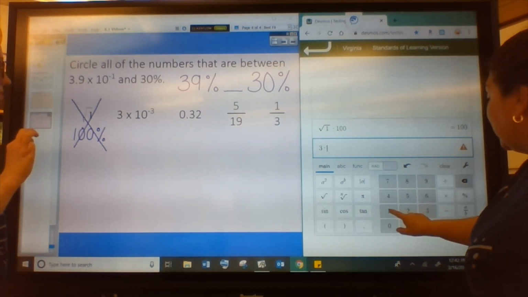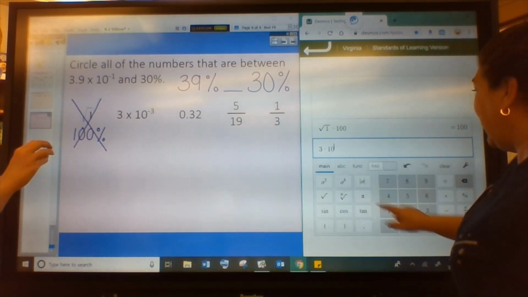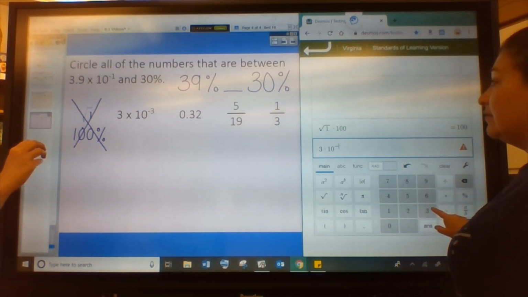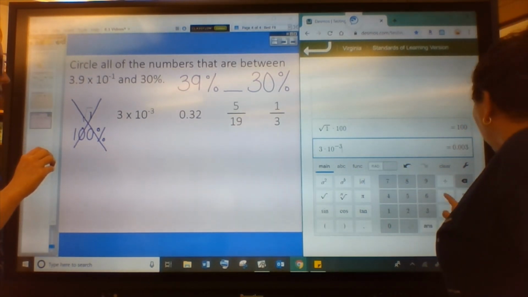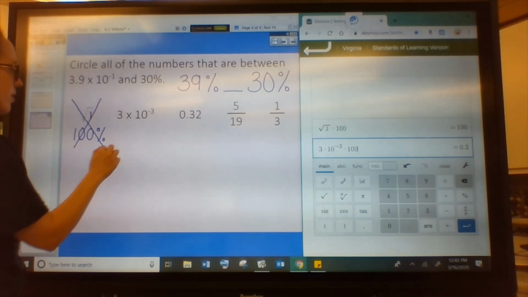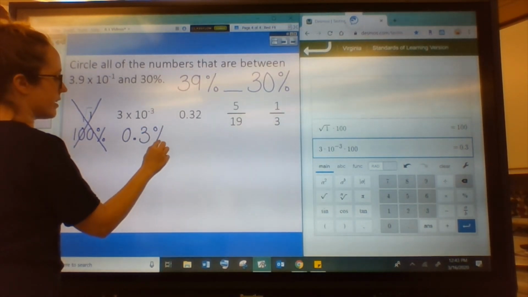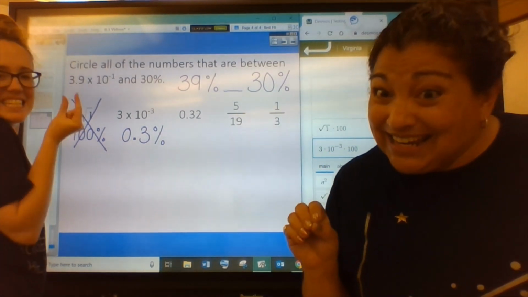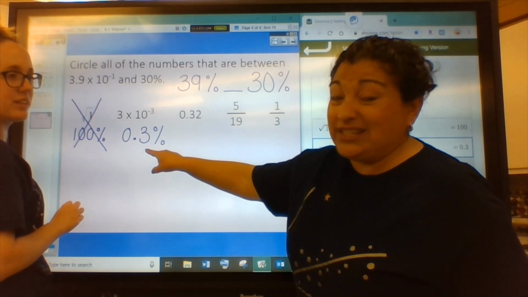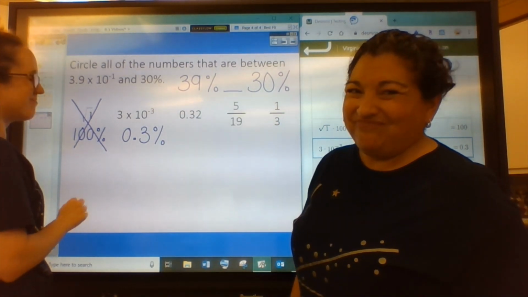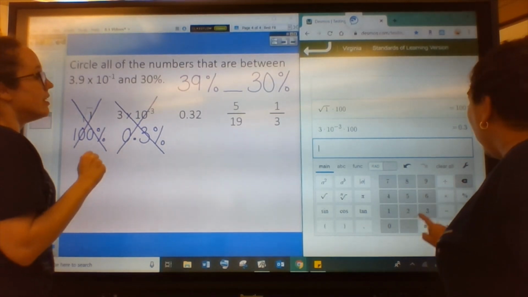3 times 10 to the negative, did I do that right? Yes. And remember, then times 100. So 0.3%. That's a little bitty tiny teeny percent. Baby percent. And think about it. Does that tiny percent fit between those two? No. That's not going to be the answer either. But let's go on to the next one.